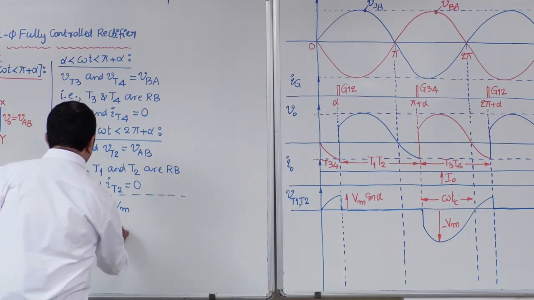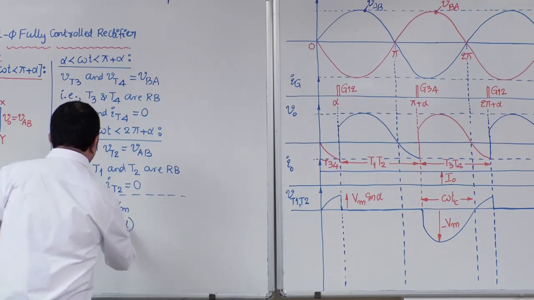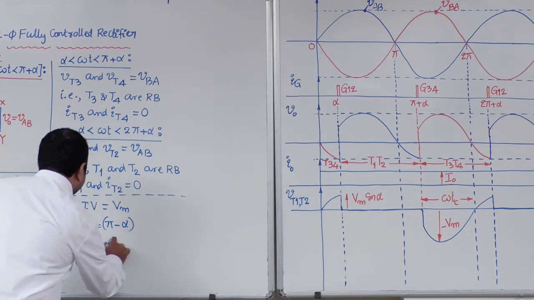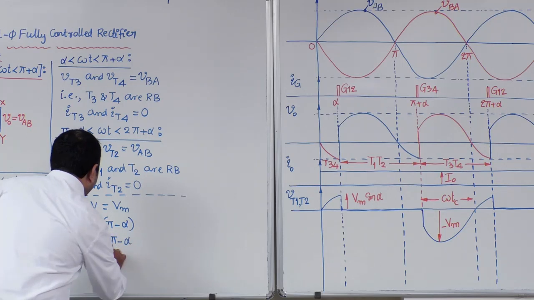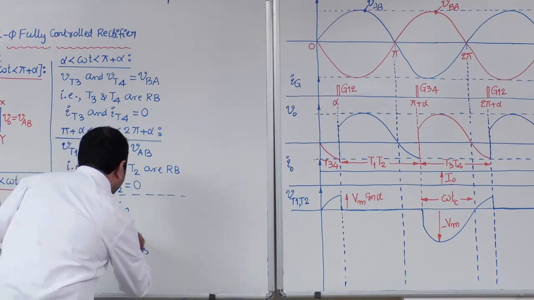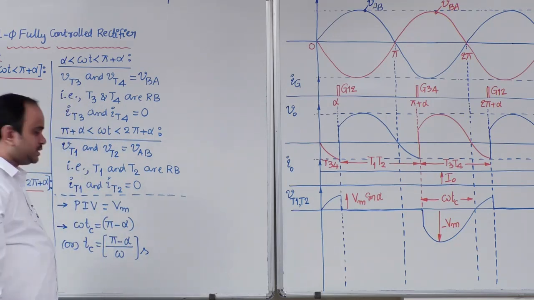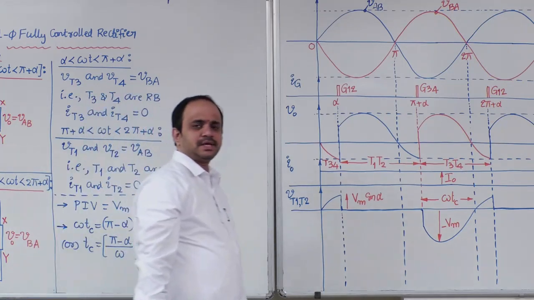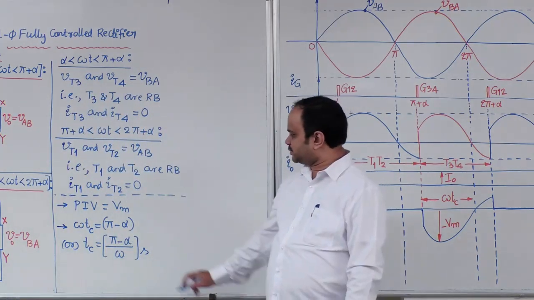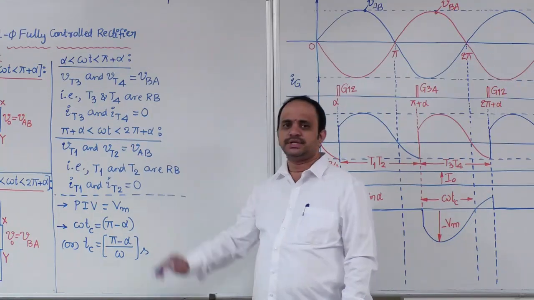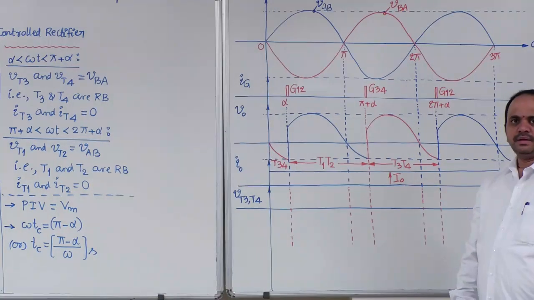Circuit turn off time is pi minus alpha. In other words, Tc is equal to (pi minus alpha) divided by omega, in seconds. Okay. So this is the expression for circuit turn off time. If you observe carefully, in the midpoint converter also these two conclusions are the same.